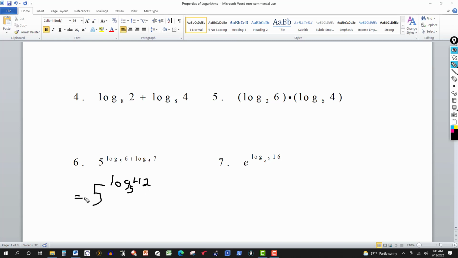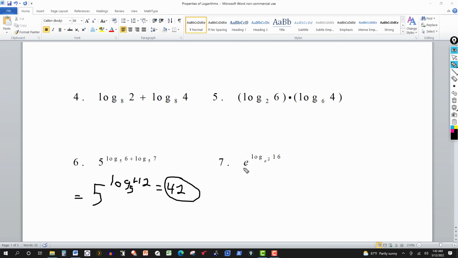So then, by the properties of logs, if you have a base 5 and then you have an exponent with a log, and the base of the log is also 5, the answer is whatever you're taking the log of, which is 42. So the answer to this is 42.